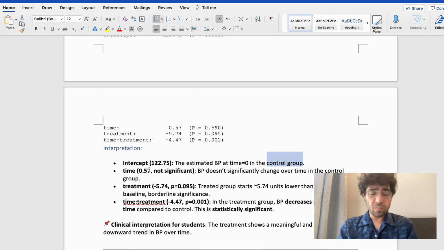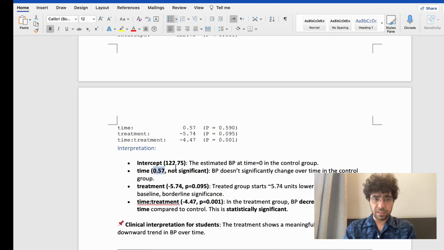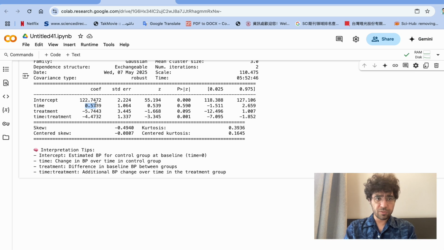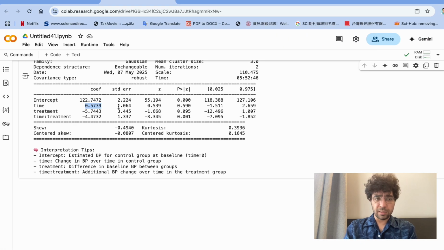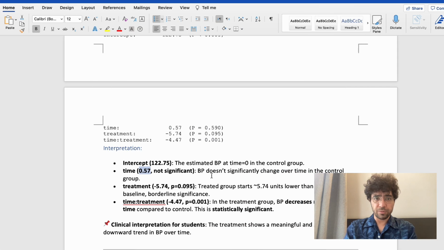So time, 0.57 is the coefficient here, and it is not significant, as we can see. 0.5 is the p-value. So the blood pressure doesn't significantly change over time in the control group, because the other factor is set to 0. The blood pressure is our outcome variable, right? It doesn't change over time. So if time changes, the blood pressure doesn't change.